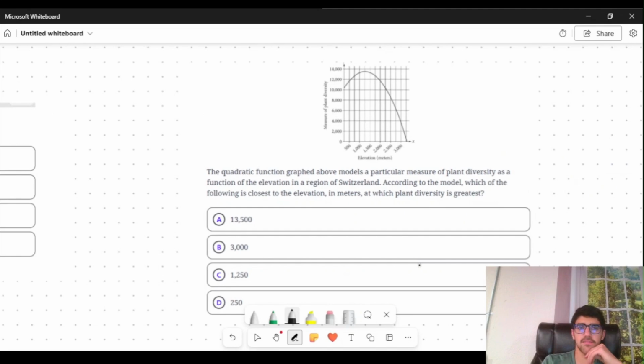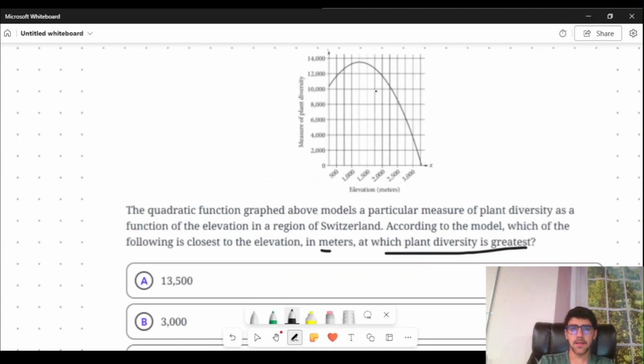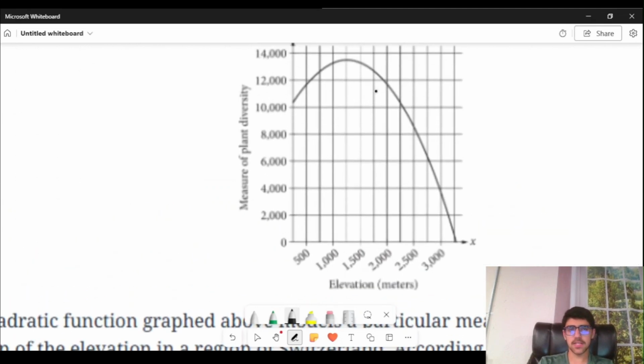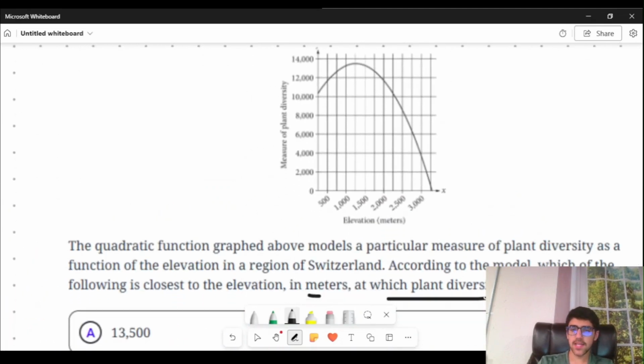This one gives us a graph, and it tells us that the quadratic function graphed above models a particular measure of plant diversity as a function of the elevation in a region of Switzerland. So it's basically comparing elevation to plant diversity. According to the model, which of the following is the closest to the elevation in meters at which the plant diversity is greatest? This one actually doesn't need Desmos. I don't know how you could use Desmos on this. But basically, we want to see when the plant diversity is greatest.